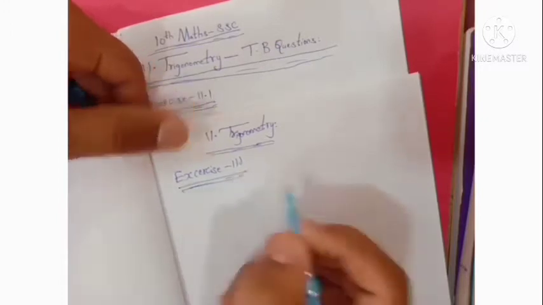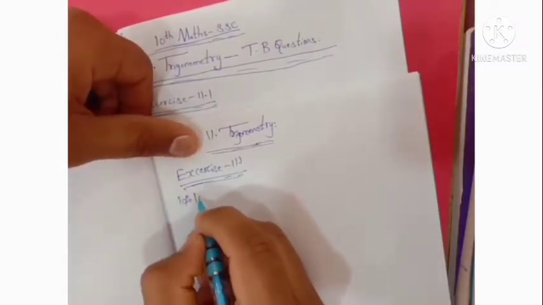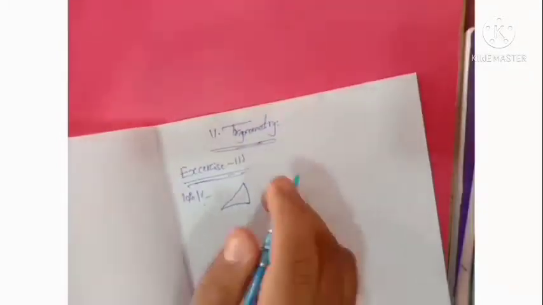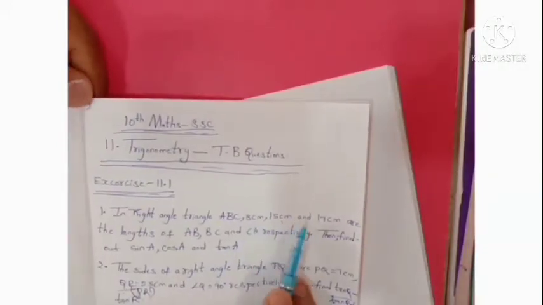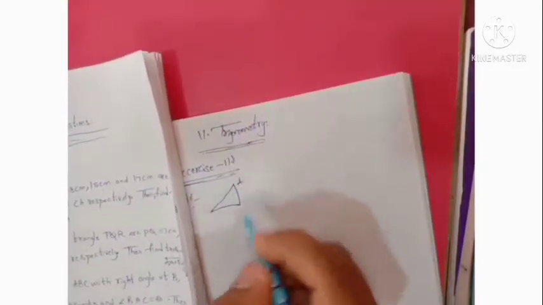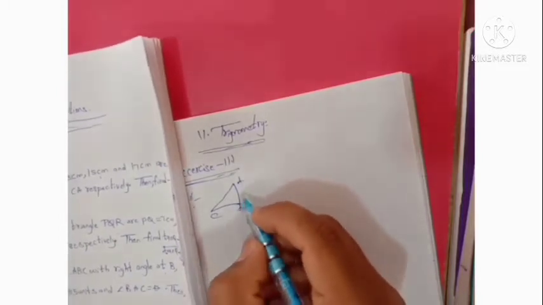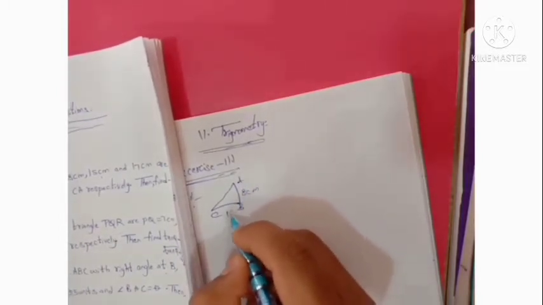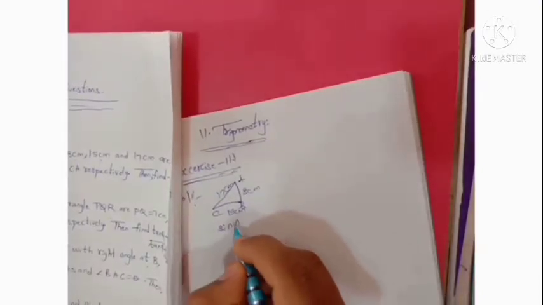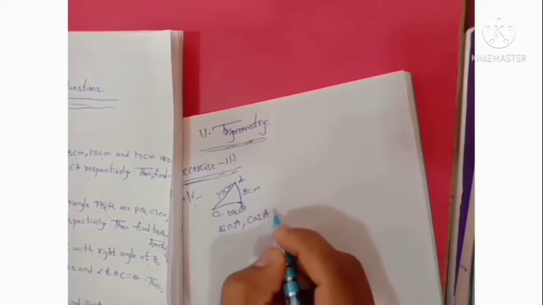Exercise 11.1. See, first question. We have a right angle triangle ABC, with 8 centimeters, 15 centimeters, and 17 centimeters the lengths of AB, BC and CA respectively. Let's say ABC, 8 centimeters, 15 centimeters, the longest side is 17 centimeters. Then find sin A, cos A and tan A.